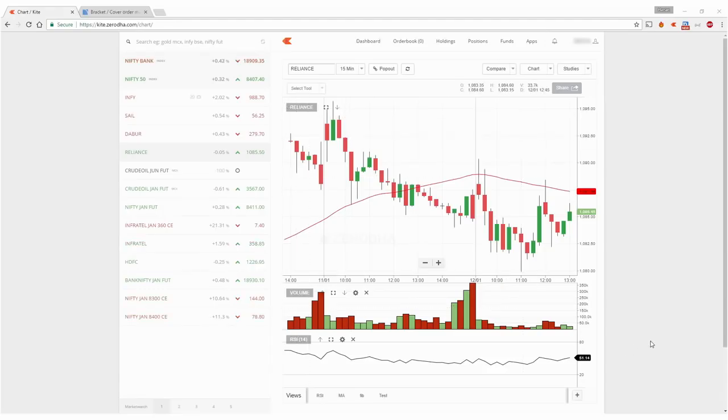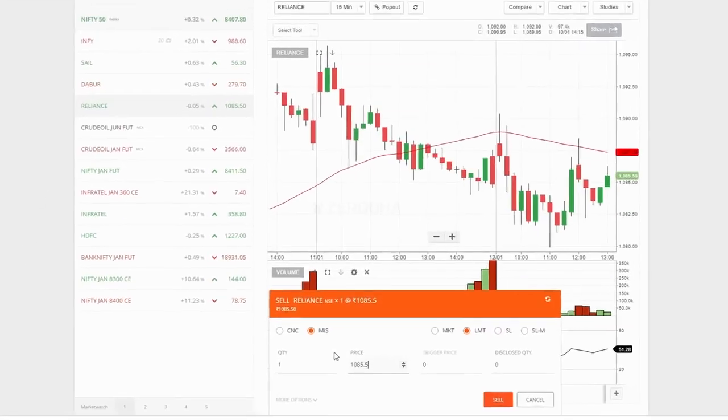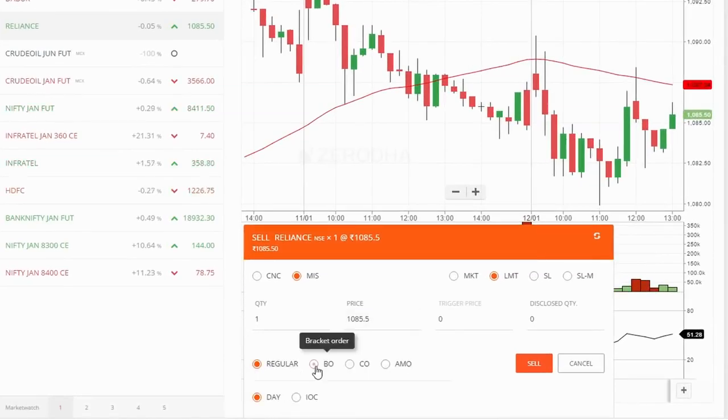A bracket order is essentially 3 orders bundled into one. It's a type of order where you can enter a new position with a target and a stop loss. It's available on NSE, NFO and CDS. To invoke a bracket order, just open up the regular order form, choose more options and select bracket.